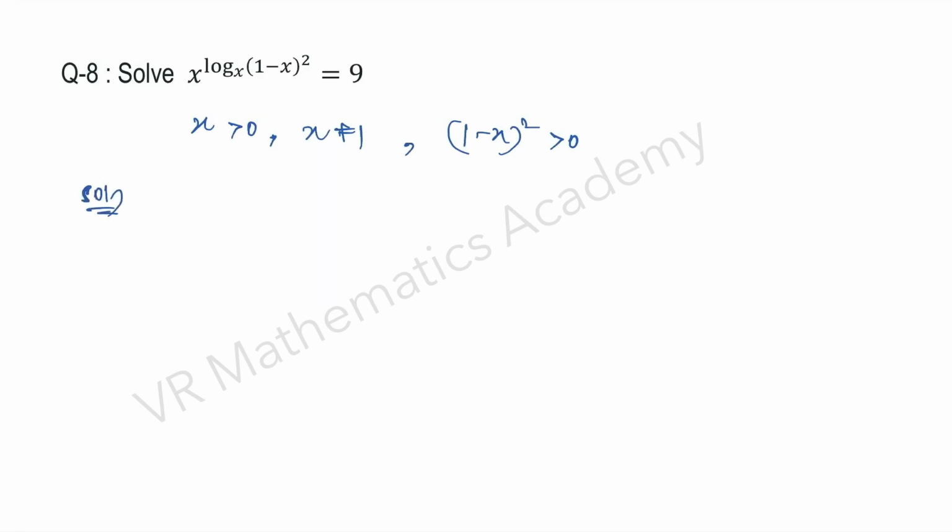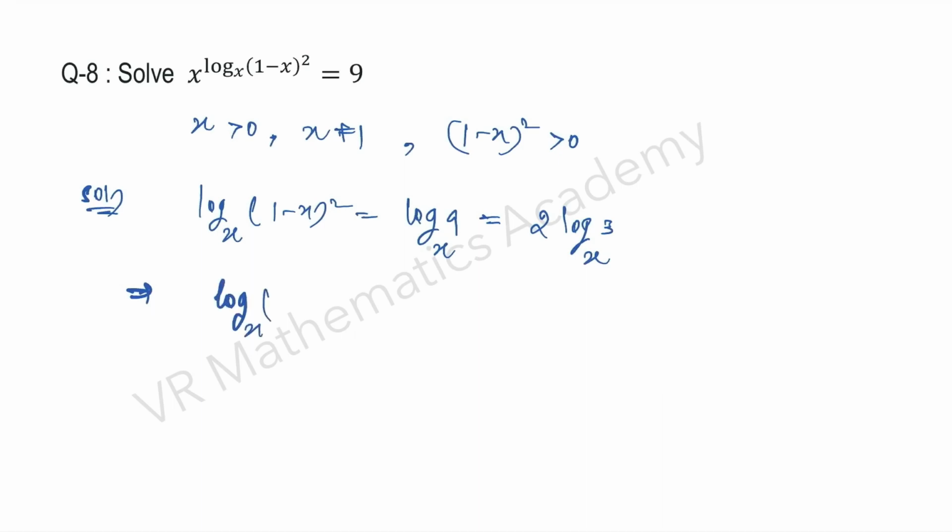Now by taking logarithm on both sides, it will be log of base x (1 minus x) whole square will be equal to log of 9 base x, and log of 9 base x can be written as 3 square, so it can be written as twice of log 3 base x. Now we can write this equation as log base x (1 minus x) whole square over log 3 base x will be equal to 2.